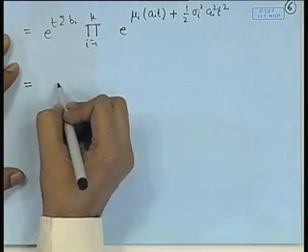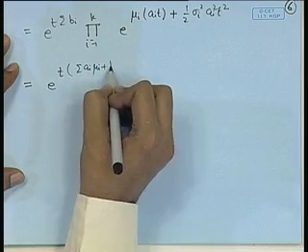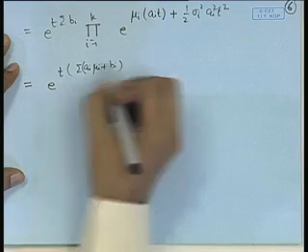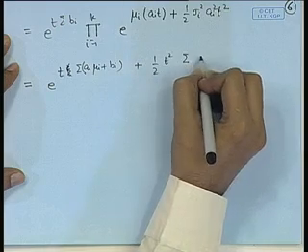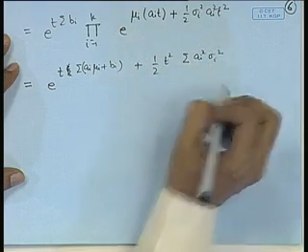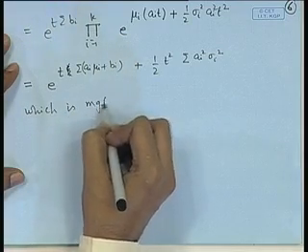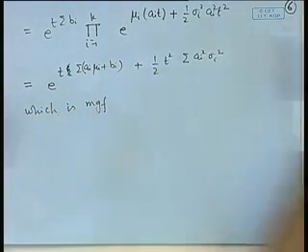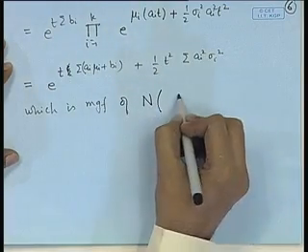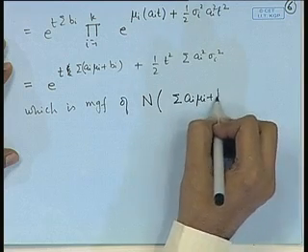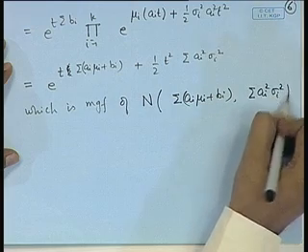So, after adjusting the terms we get e to the power t sigma ai mu i plus bi plus half t square sigma ai square sigma i square. Now, this we can identify as the MGF of a normal distribution with mean sigma ai mu i plus bi and variance sigma ai square sigma i square.